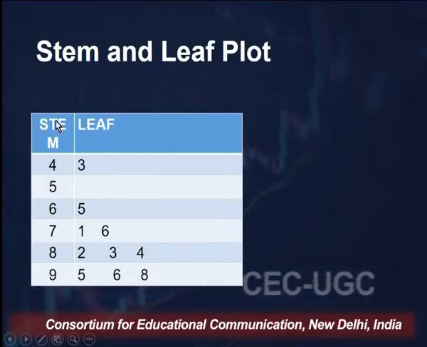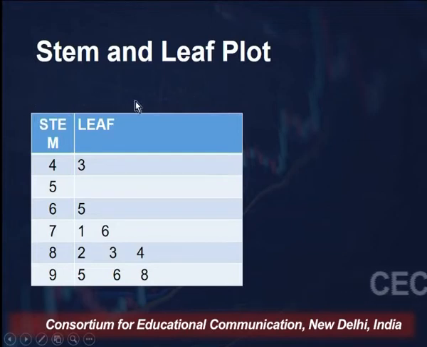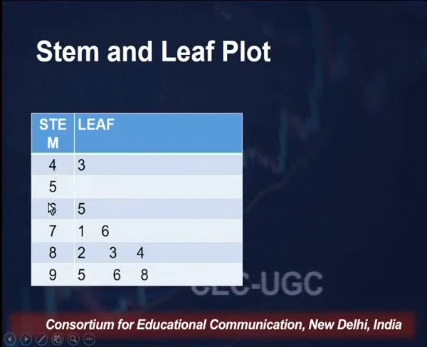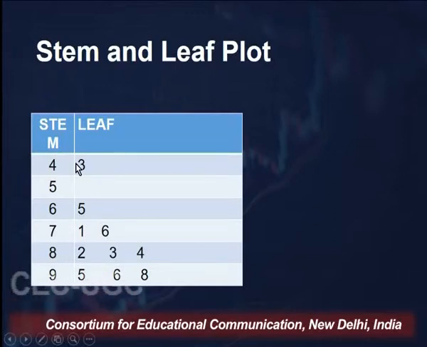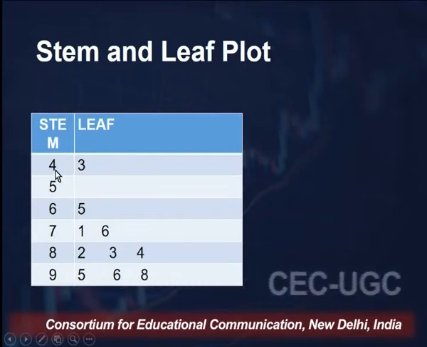As I have already mentioned, looking at the data, the minimum number was 43 and the maximum was 98. The stems are coming from 4, 5, 6, 7, 8 and 9. These are the numbers which are on the tens place. 43 was the first number, so 3 comes as a leaf. There was only one number in the 40s, which is 43, therefore 3 comes here.